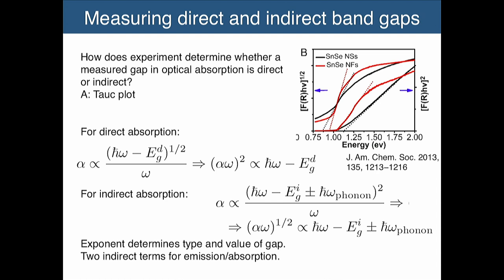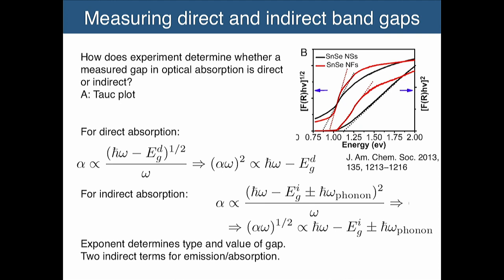So here's what happens in these curves. These are the exact same data as before, except now we plot the absorption times h bar omega and take the square root of that. And again, you see this straight line segment extending to zero allows us to get the indirect gap. And of course, it has to be smaller than the direct gap in general. So in this material, here's its direct gap, and here's its indirect gap. And that's how we can tell them experimentally.